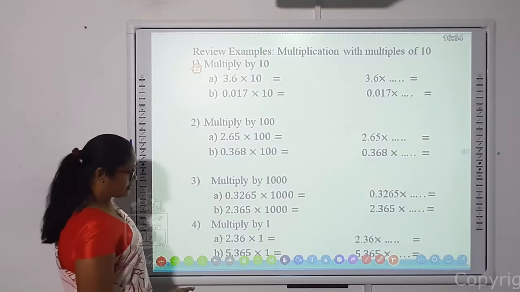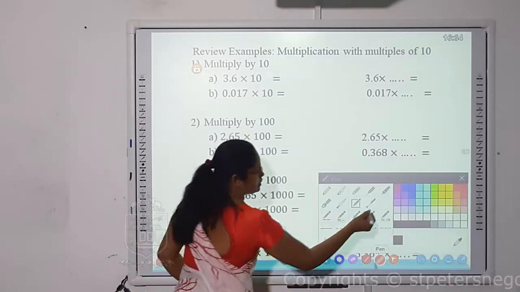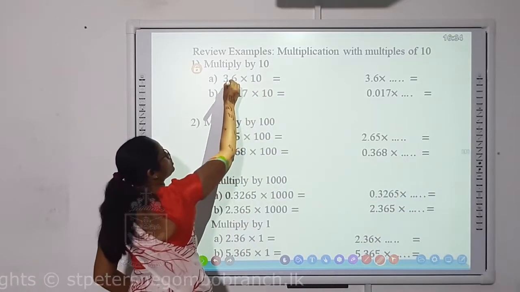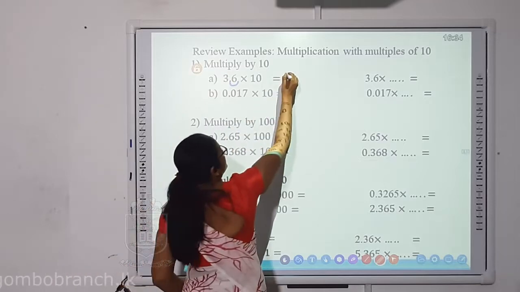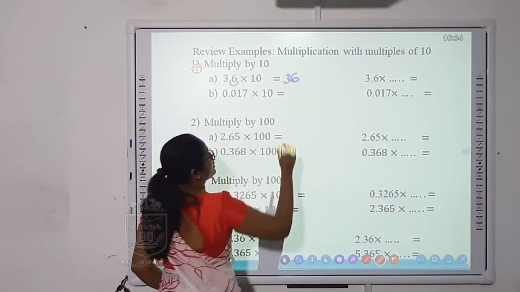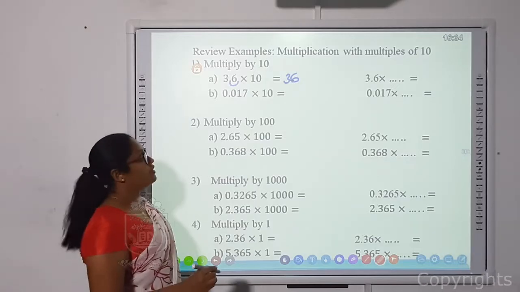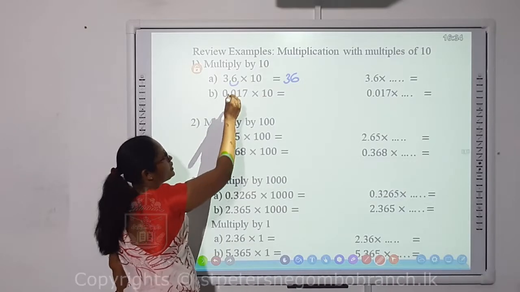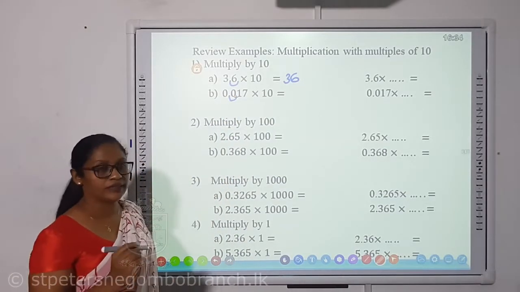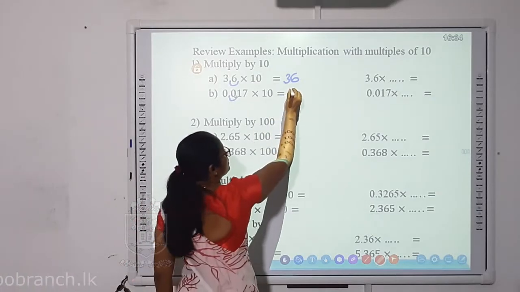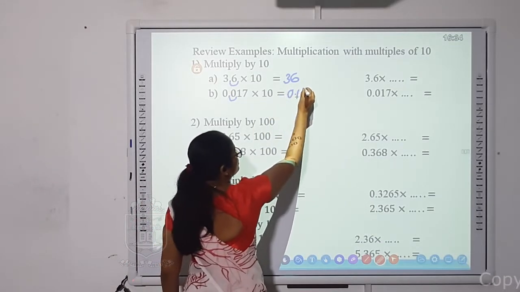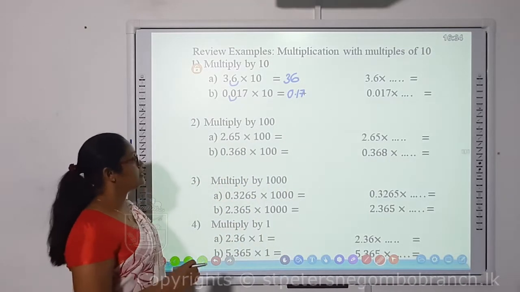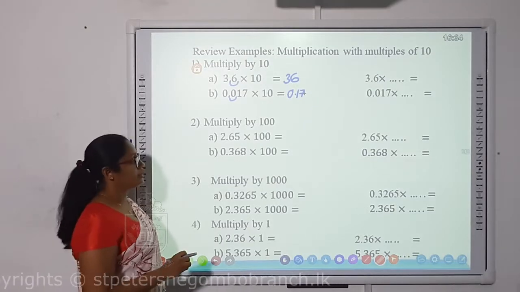If I write the answer, I just move this point to this side, so the answer is 36. Next one, same kind of question, multiply by 10, so I should shift this decimal place by 1 place, so the answer will be 0.17. The other side I will explain later. And the second question, multiply by 100. We'll try these 2 questions.